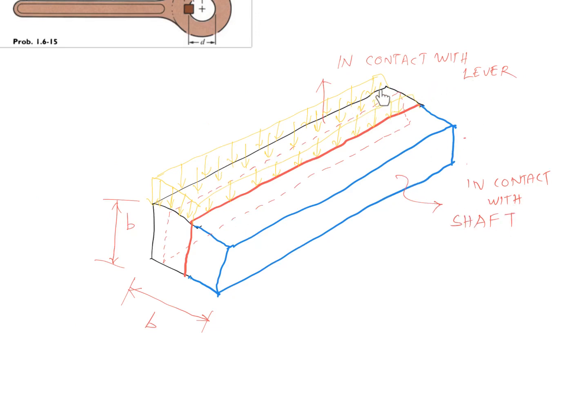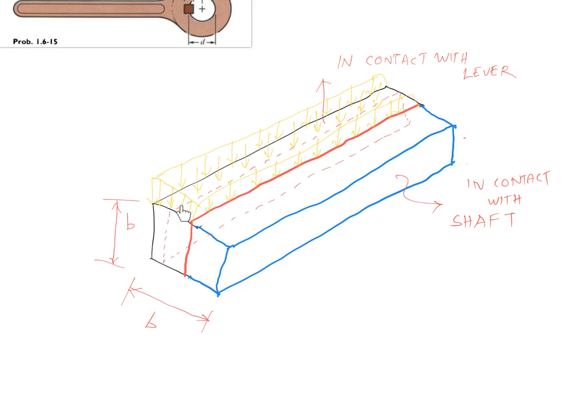Since we are looking at the free body diagram of the lever, an equal and opposite force will be acting on the key as well. That force will be distributed uniformly around this particular half. Now there will be a resultant force due to this pressure distribution, which will be acting at a distance b by 4 from this end, because this is acting throughout b by 2. When you take the resultant, it will be at the middle, that is b by 4 from this end.